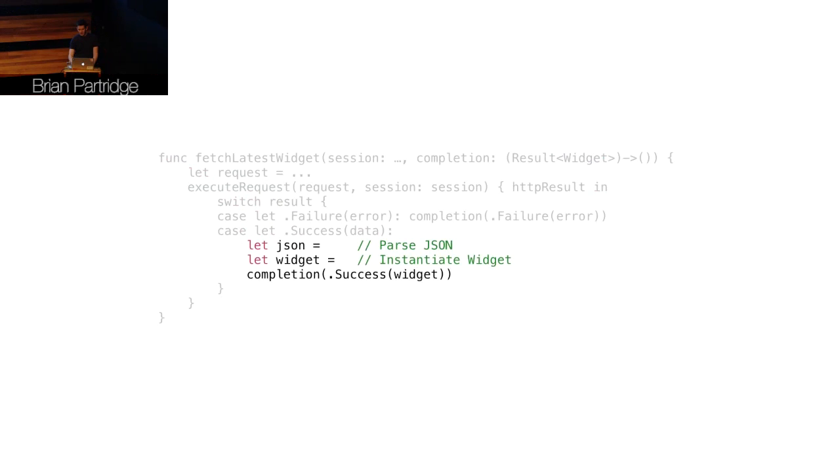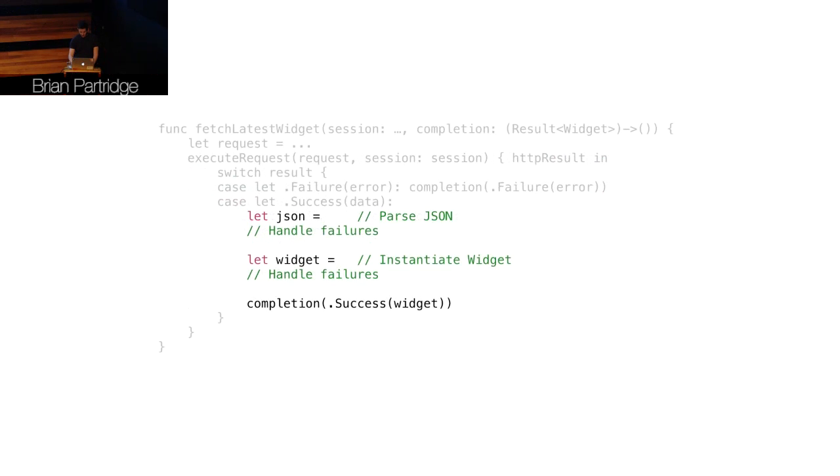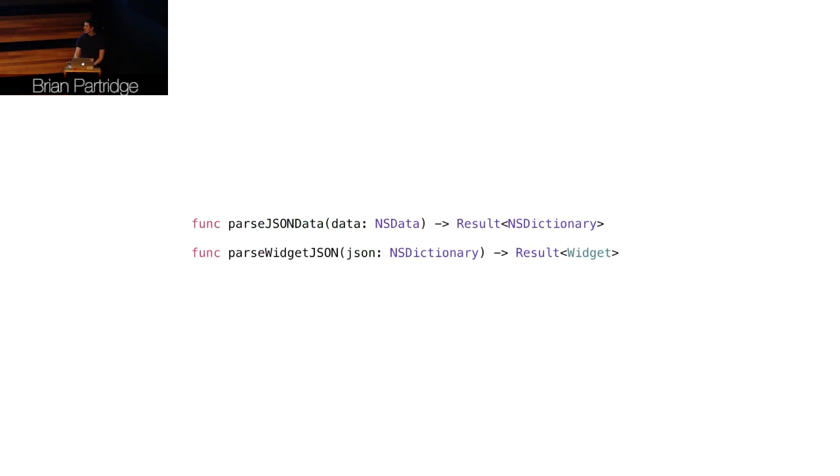And the part that's different this time is that we can't just map it. Parsing JSON can fail, and instantiating the widget can fail. The JSON data could be invalid JSON data, and the parsed JSON could actually be missing fields that are required to instantiate a widget. So we need to handle those errors before calling our completion block. So in order to help with this, we're going to implement two methods, parse JSON data and parse widget JSON, both of which take their appropriate parameter, but they both return results. So parse JSON data returns a result containing an NSDictionary. And if that fails, if it's invalid data, maybe it's protobuf rather than JSON this time, the result would contain a failure. And so on for parsing the widget.